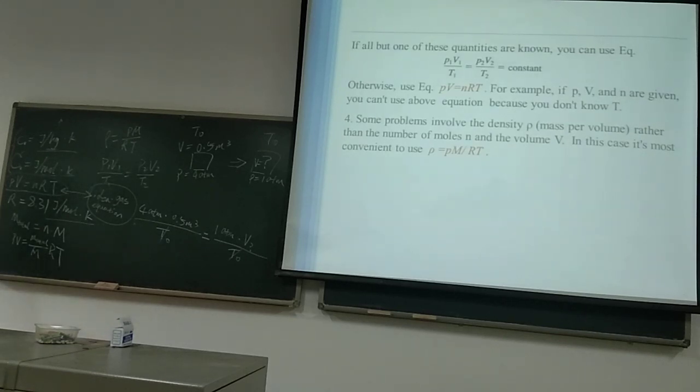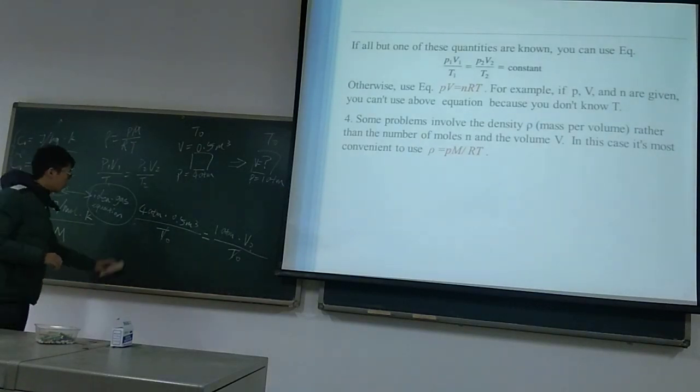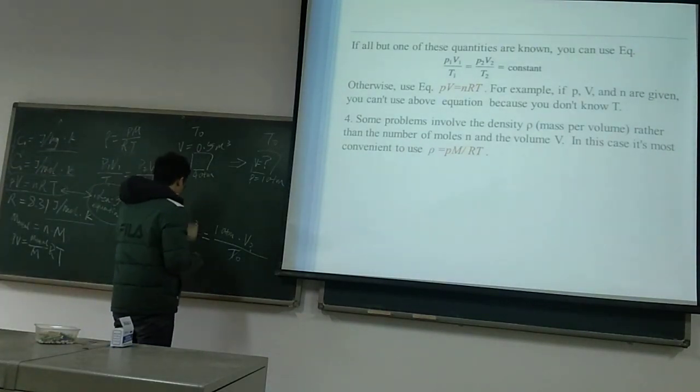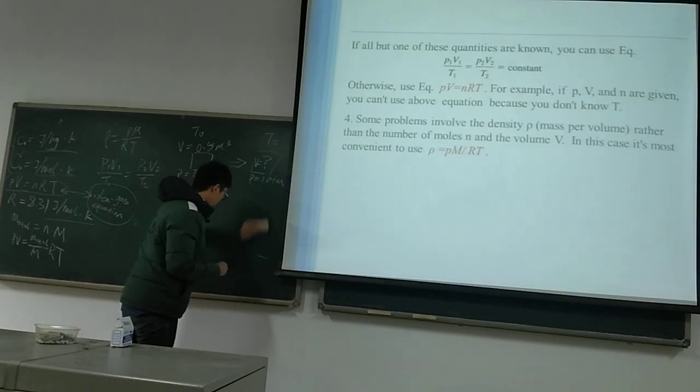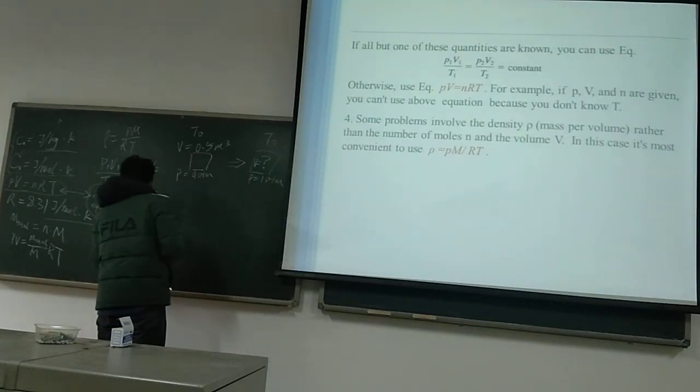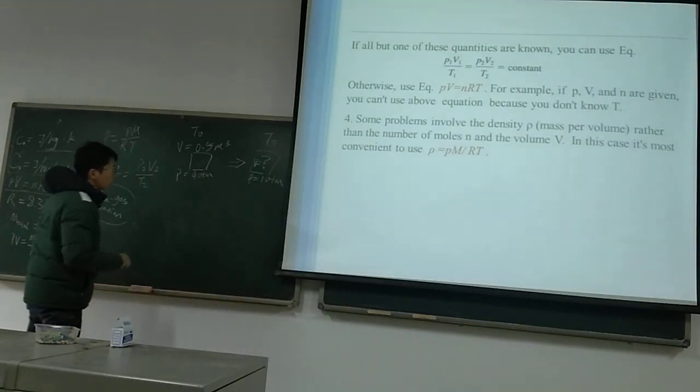Finally, some problems involve the density rho, mass per volume, rather than the number of moles and the volume V. In this case, it's most convenient to use rho equals PM over RT. Or you can make it easier. You can do the translation by yourself.